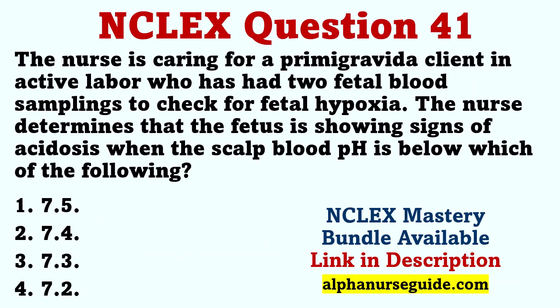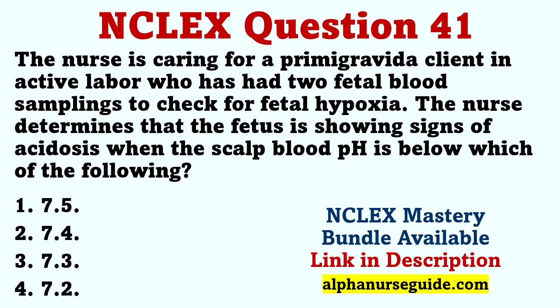The nurse is caring for a primigravida client in active labor who has had 2 fetal blood samplings to check for fetal hypoxia. The nurse determines that the fetus is showing signs of acidosis when the scalp blood pH is below which of the following? 1. 7.5. 2. 7.4. 3. 7.3. 4. 7.2.